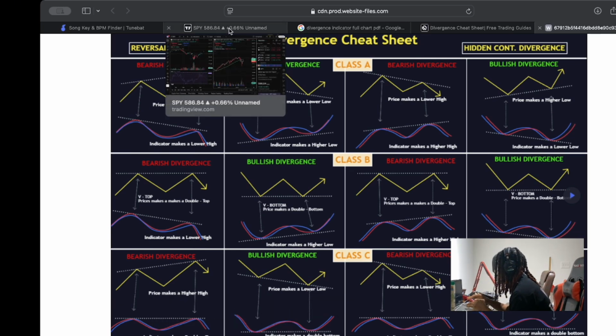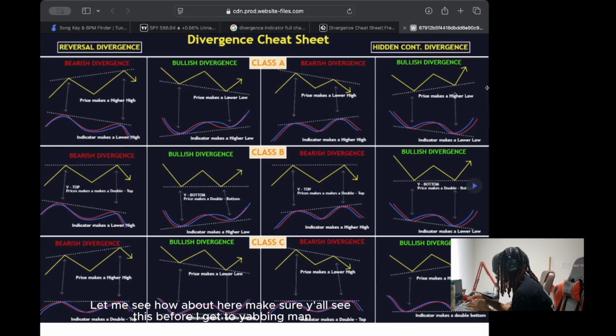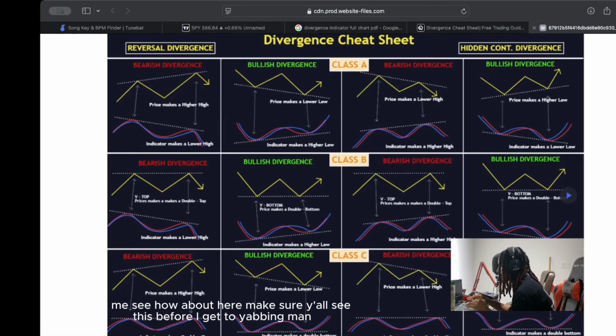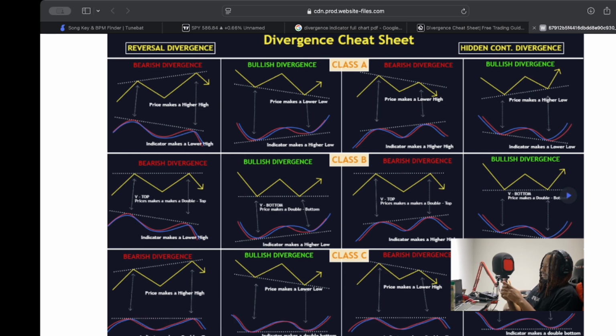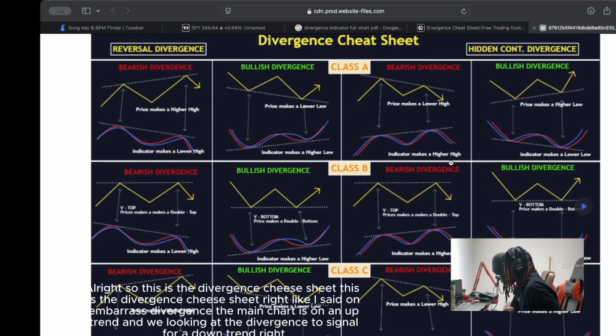Is there a way I can put? Let me see. If I go here, probably not. Make sure y'all can see this before I get to yapping, man. All right, so this is the divergence cheat sheet.